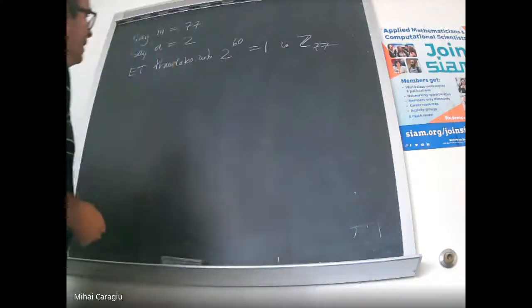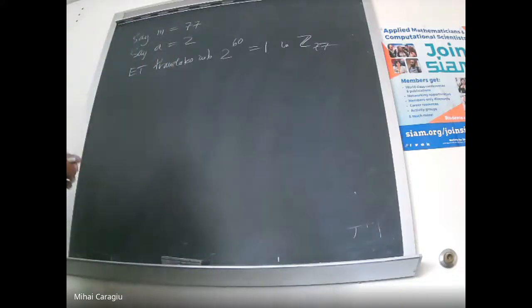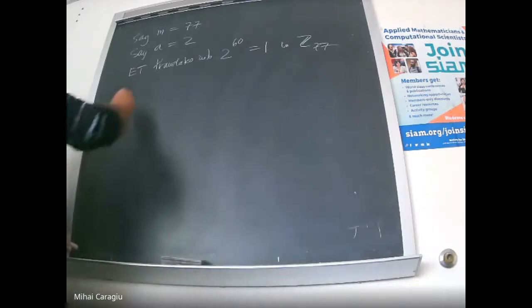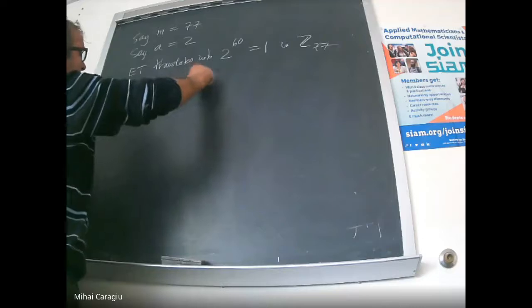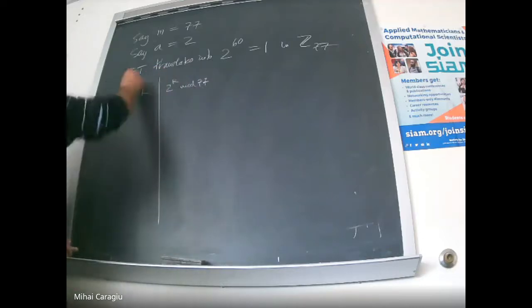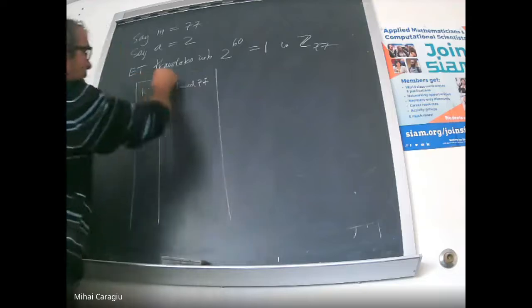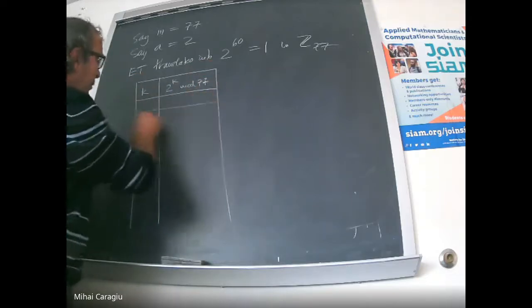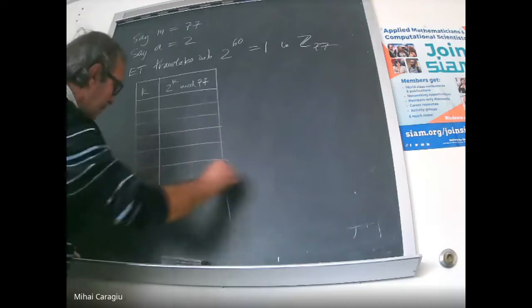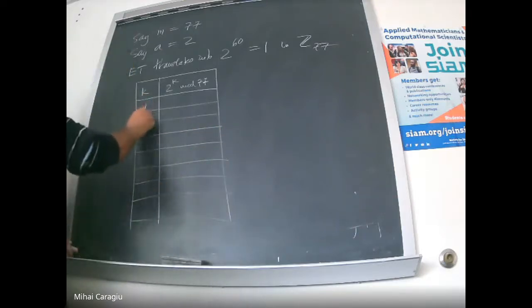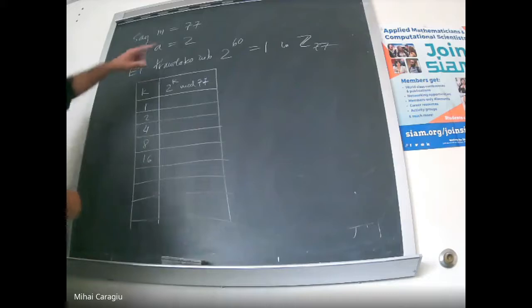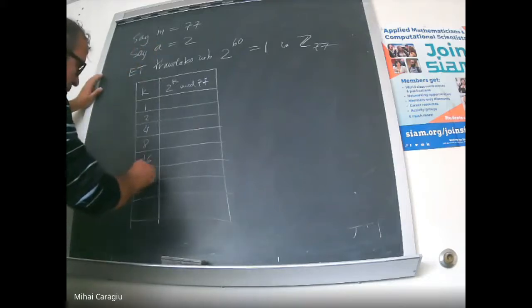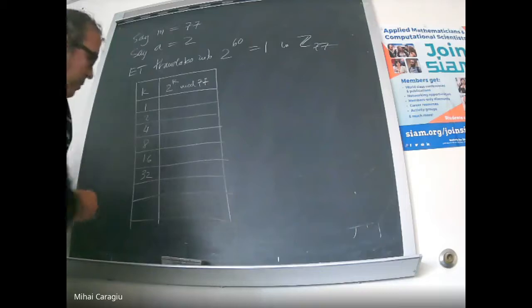So let's check it. Let's go back to the table from the fast exponentiation algorithm: k versus 2 to the power k mod 77. And a couple of lines here. We'll see 1, 2, so where should we stop? 4, 8, 16, 32. We got the power 60, right? That's it. We don't want to go past 60.